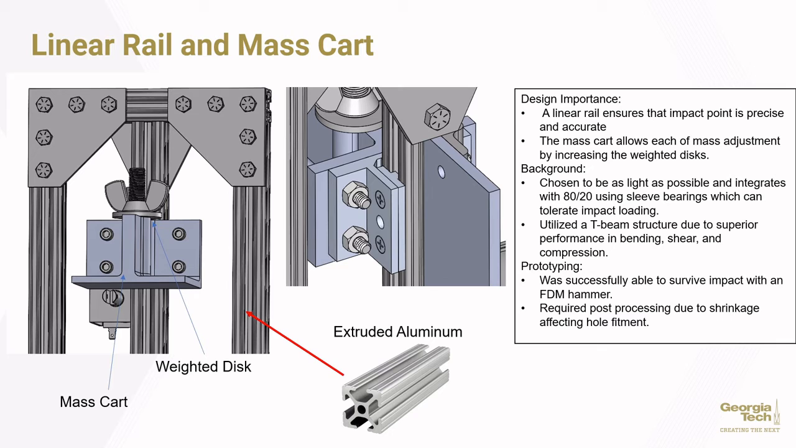For prototyping purposes, the mast cart was 3D printed and bolted to the linear rail sleeve bearing. It was designed to be a T-beam structure due to the superior performance in bending, shear, and compression, and despite it being 3D printed, this allowed it to survive the testing process.